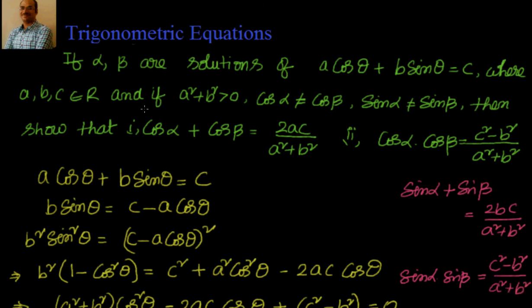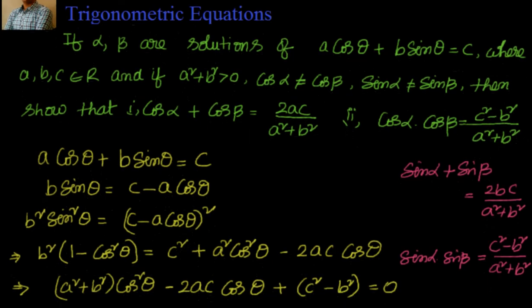So what will you do? You will convert this equation in terms of a sin square theta plus b sin theta plus c format. Then you will know that if alpha, beta are solutions of this, sin alpha, sin beta will be solutions of the equation which is converted into sin. How will you do that? You will say a cos theta equal to c minus b sin theta. Then you square on both sides, convert cos square theta as 1 minus sin square theta. You will get the equation in sines.